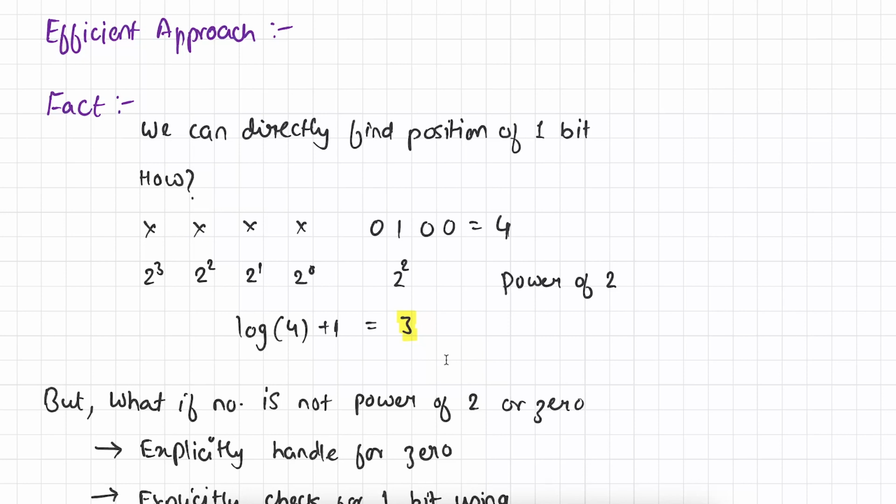To get the idea of how to solve this problem efficiently, we need to know some facts. And the fact is, we can directly find the position of the set bit if any number has only one bit set. And how is this possible?